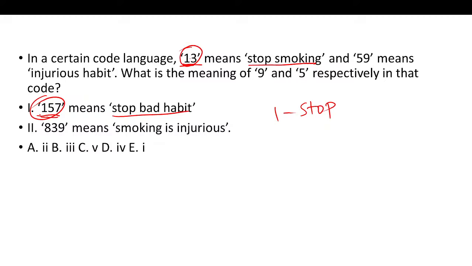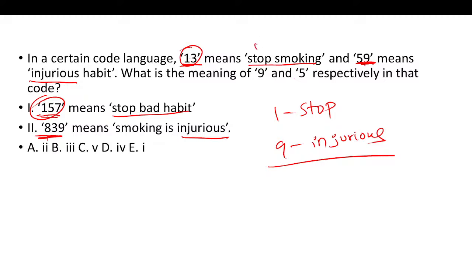Okay. And next one, if you observe 839 and 59, what is the meaning of 59? 839, 59, what is the common number? 9 is the common. And what is the common code? Injurious. That means what is the code for 9? Injurious. Okay. And 1 means stop.